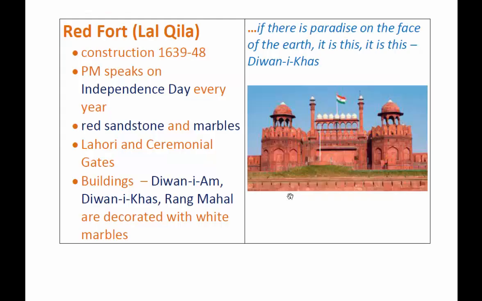The next project that Shah Jahan took up was Red Fort, which is also known as Lal Kila in Delhi. Its construction was started in the year 1639, and it was completed in 1648. Okay, so every year the Prime Minister of India delivers a speech on this very Red Fort itself. Okay, it is made of red sandstone and also with marbles.